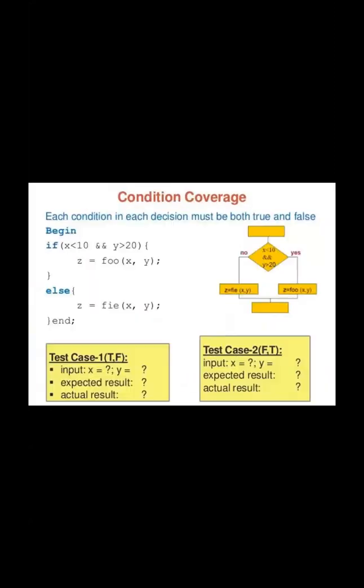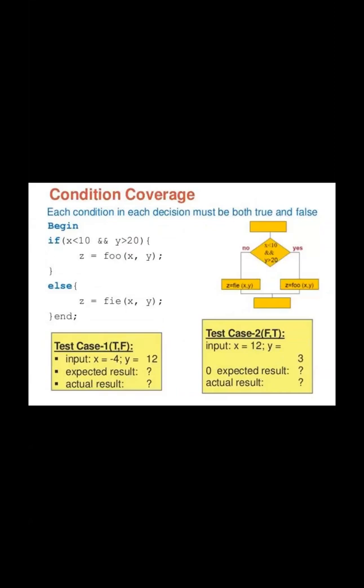The same way, condition coverage means we take a condition statement. For the given condition, x is less than 10 and y is greater than 20. If the condition is true, then it will call the function z equal to f of x comma y. So here we are checking a condition, and based on the condition, the branching will occur.